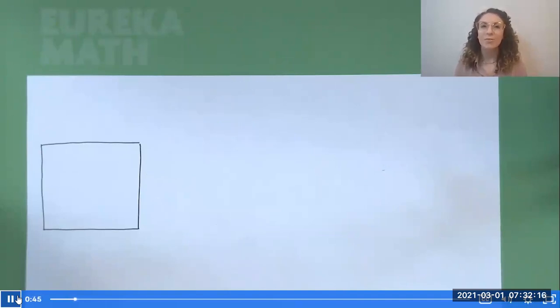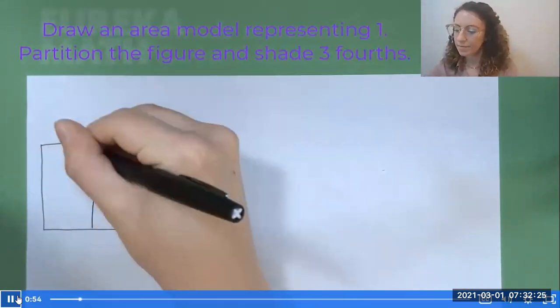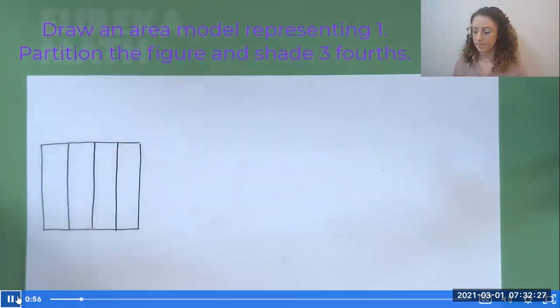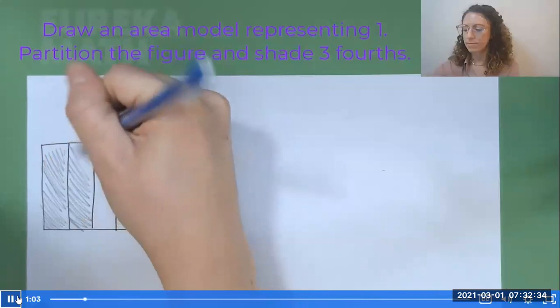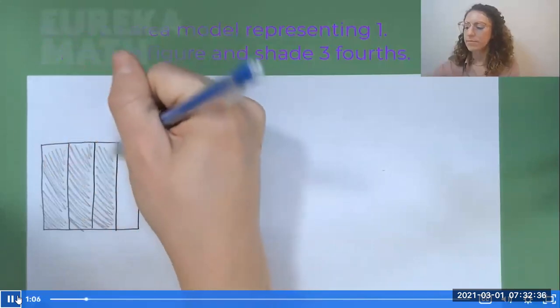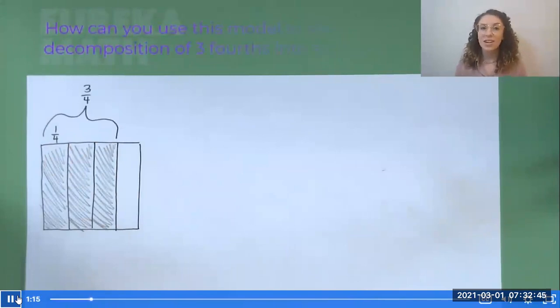First, draw an area model representing 1. Partition the figure and shade 3/4. Great! Here is 1/4, and here is 3/4. How can you use this model to show the decomposition of 3/4 into 8ths?